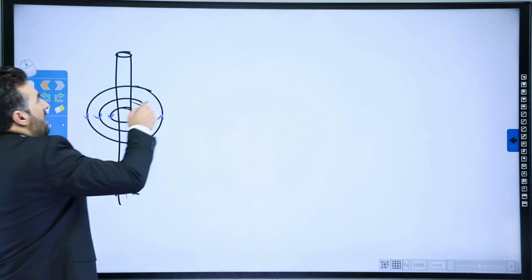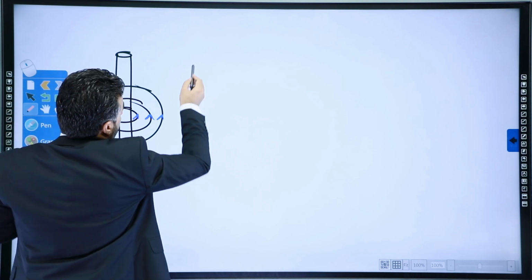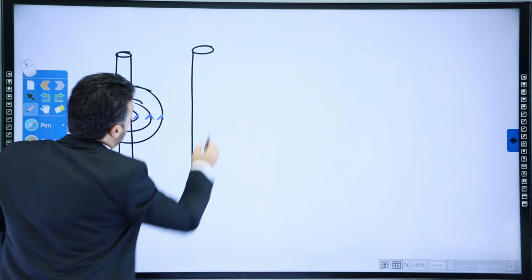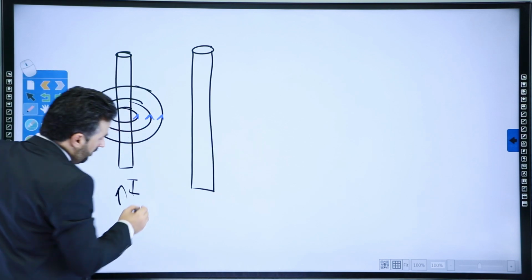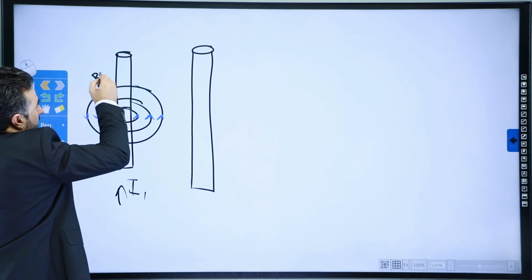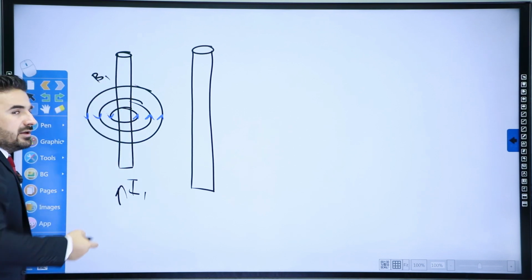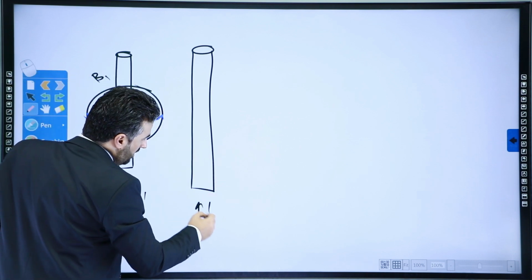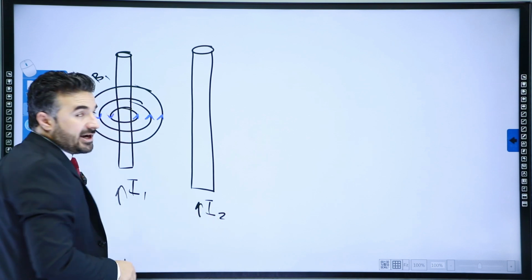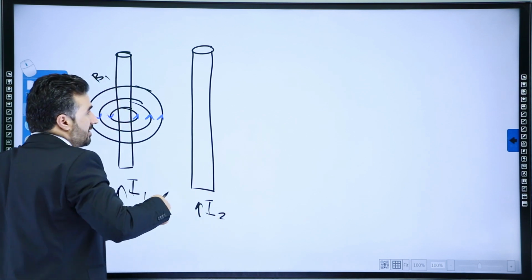Now, what happens when we have another wire? Let's say we have another wire, the same wire, carrying the same amount of current as well. Let's call this one I1, and of course there is a magnetic field, B1, for this wire as well, and you can see the length of the wire. So now we have another wire. This wire also carries a current. Let's call this one I2. The direction of this current is still upward, just like this one here.